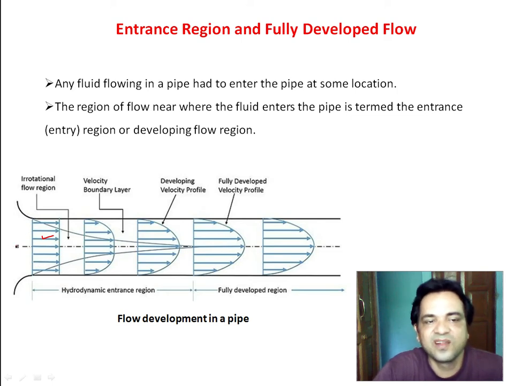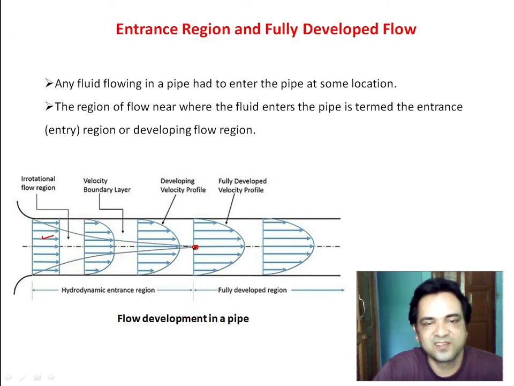So when the flow enters inside the pipe, the flow development takes place. Why? Because of the no slip boundary condition. At the wall, the velocity becomes 0, and along the center the velocity becomes maximum. So this phenomenon, the no slip boundary condition, gives rise to the development of the velocity. The velocity profile changes from the uniform to some profile, then again after some distance it takes another shape.